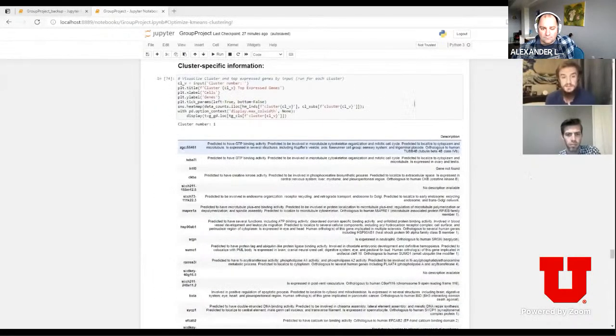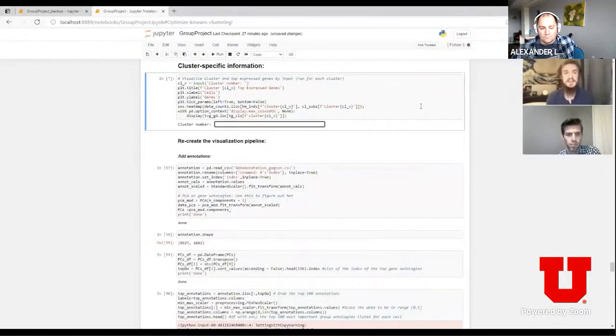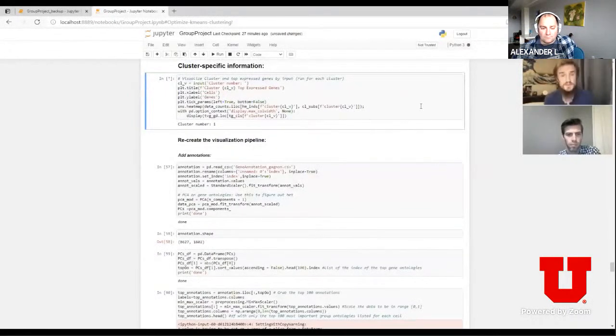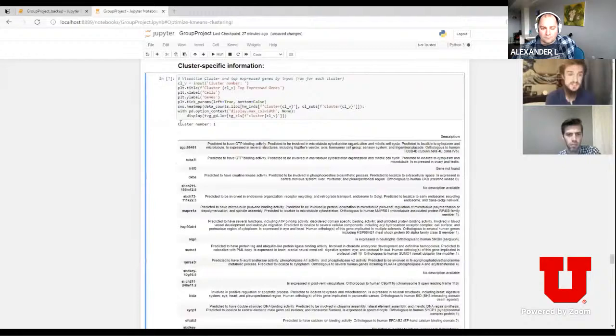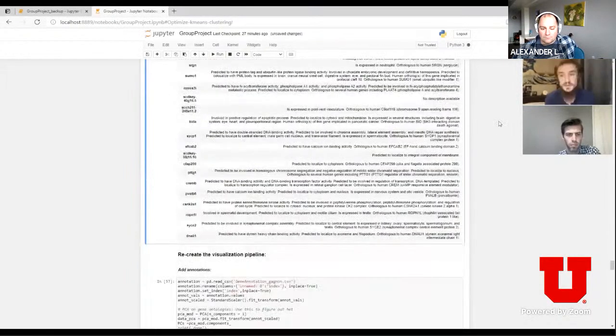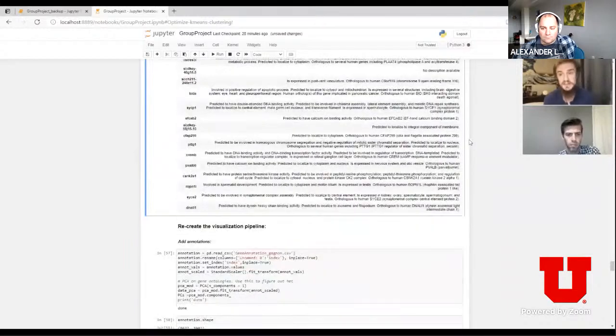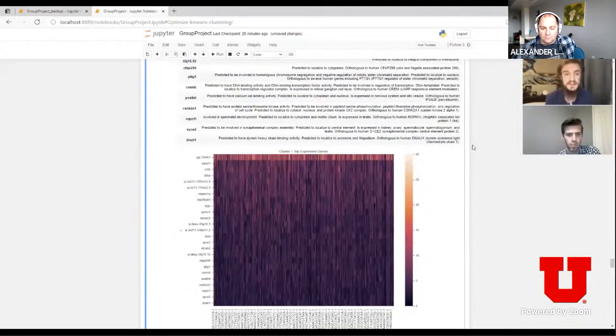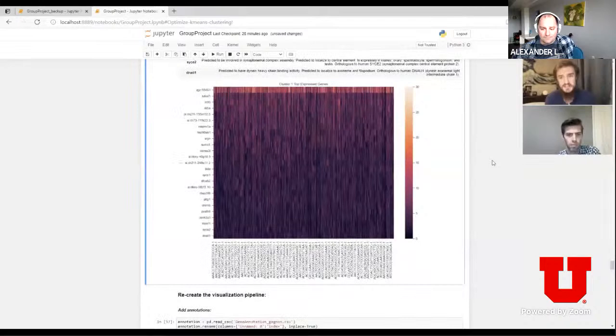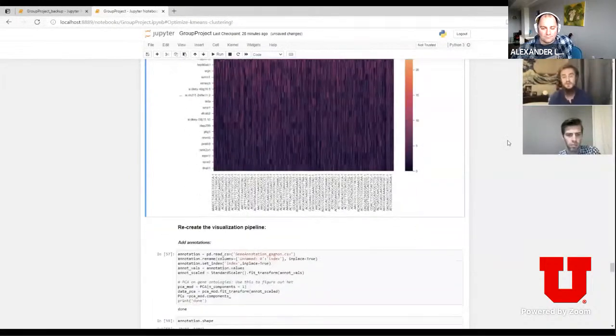So we ran UMAP and clustering, and then made this tool. For each cluster, you can specify which cluster you're looking at, and then it will show you the highest expressed genes, their descriptions, and then it generates a heat map of each cell in that cluster so that you can visualize the whole cluster.